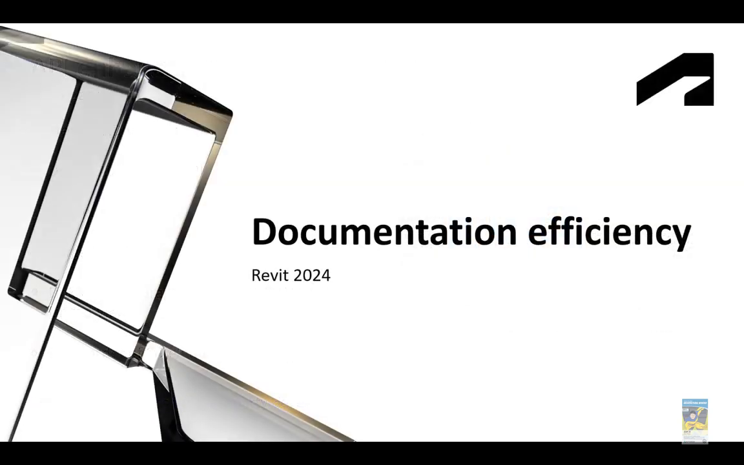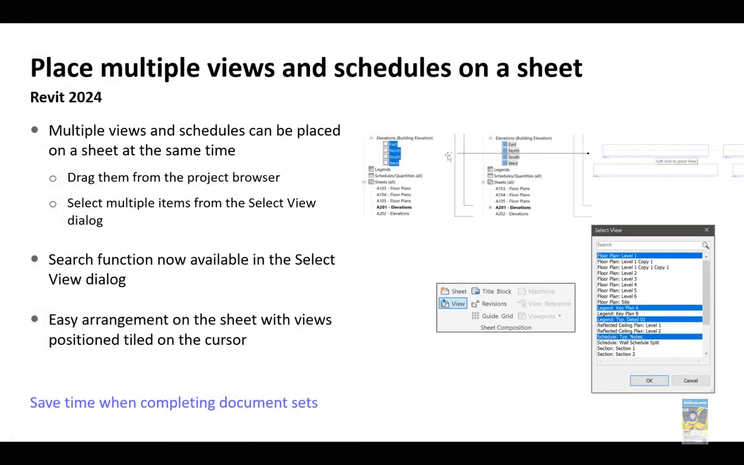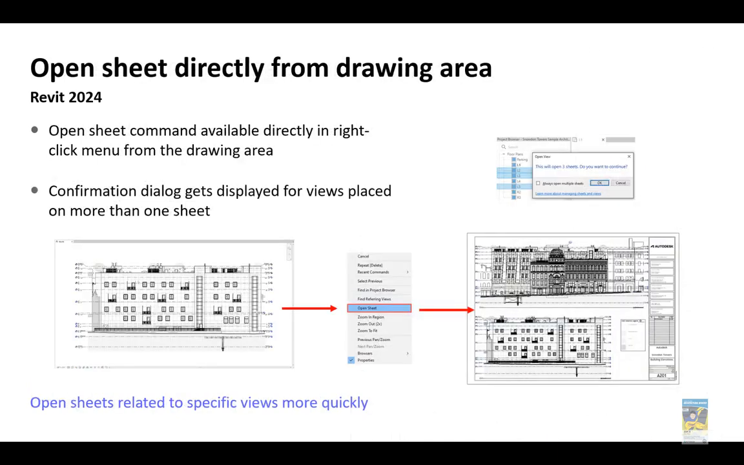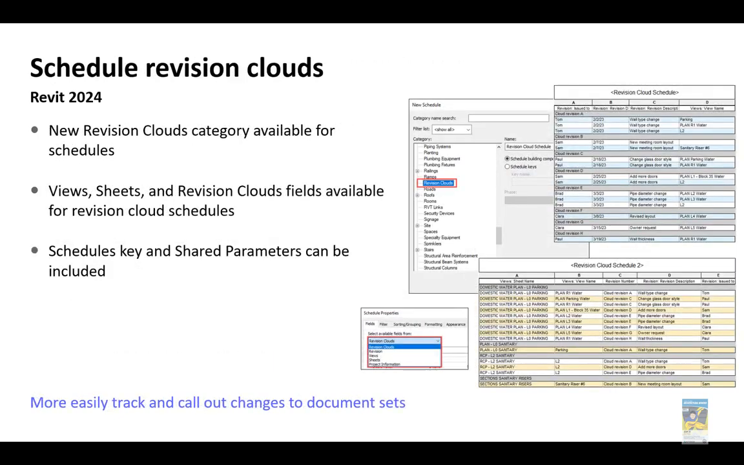And then under documentation efficiency, you now can take multiple views and schedules and place them all on one sheet at the same time. Sheet-based elements can be moved and aligned between sheets directly from the project browser and the sheet drawing area. For opening sheets directly, the open sheet command is available directly in the right-click menu. You have a new revision cloud category available in schedules.